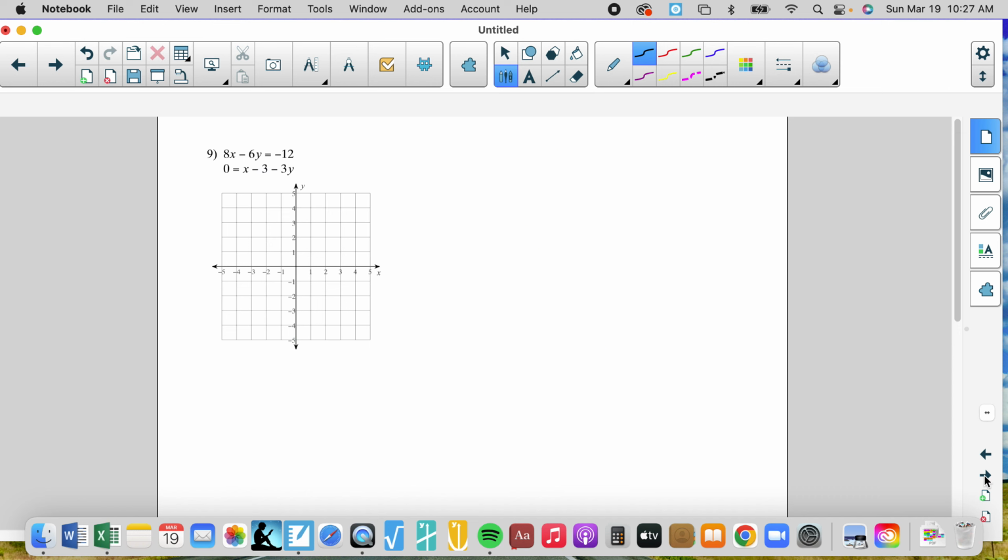All right. This top one is in standard form. So I'm going to use the cover-up method. My x-intercept gives me 8x equals -12. Divide both sides by 8, and I get x equals -12 eighths. -12 eighths. We should always reduce that. That gives me -3 halves. And then my y-intercept, plugging 0 in for x, gives me a +2.